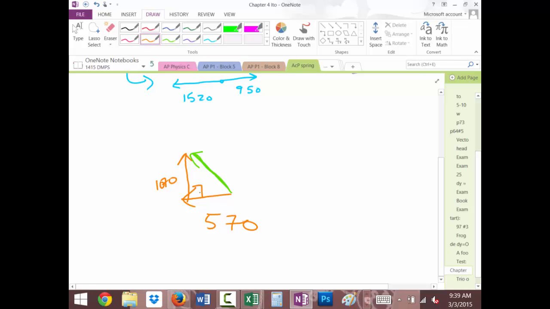You have two legs. If you know the two legs, can you find the hypotenuse? Yeah. Use the Pythagorean theorem. Does that make sense? So that'll give you the magnitude of that resultant vector. Is that okay? And then you'll need to find an angle. And I think that the angle, because it doesn't say north, south, east, west, we can't really use that.